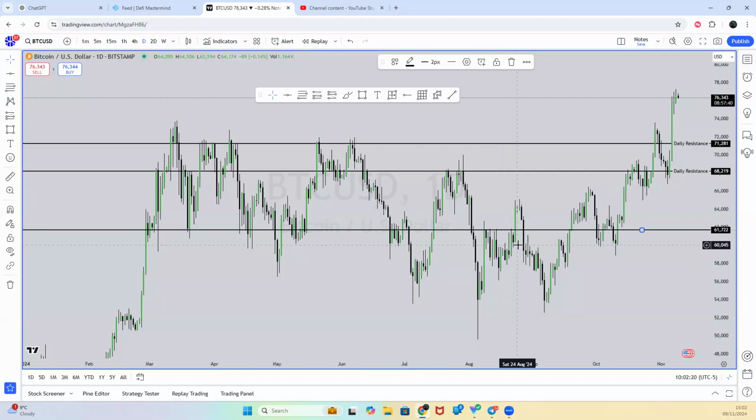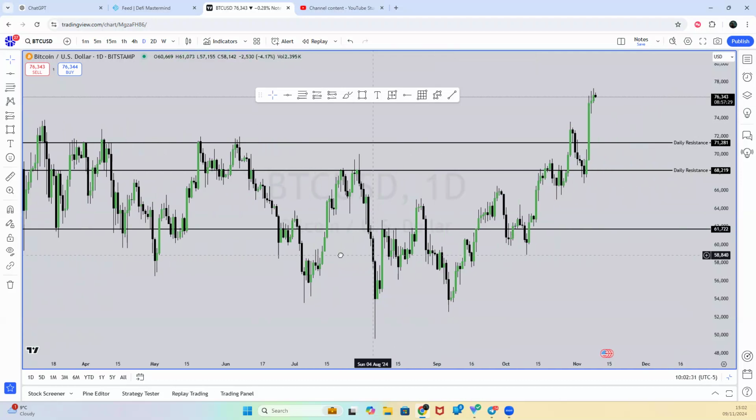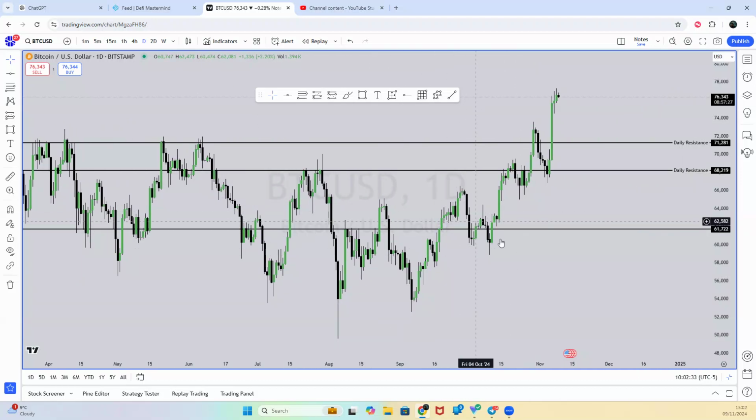And then it starts moving through this line, and therefore it's perhaps not as relevant now as it was back here. There may still be a bit of relevance, but moving forward, this looks like a better level.